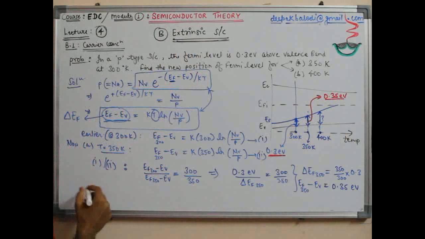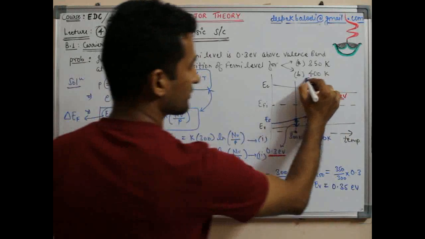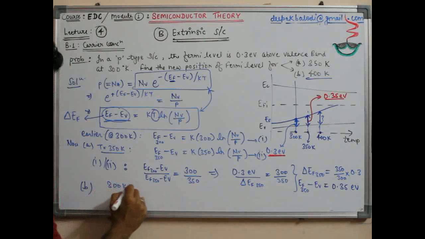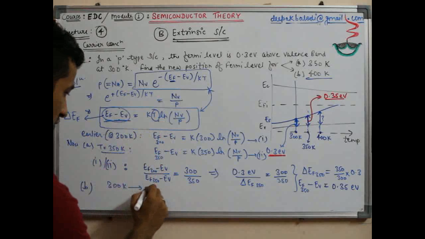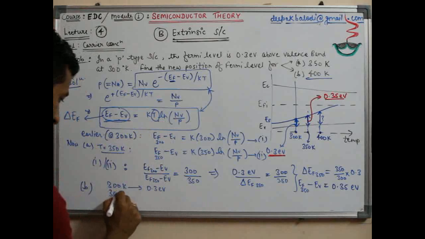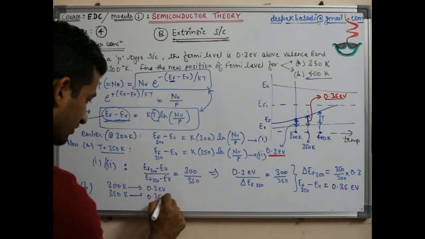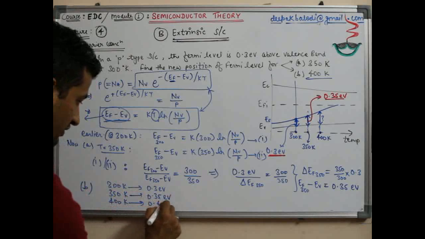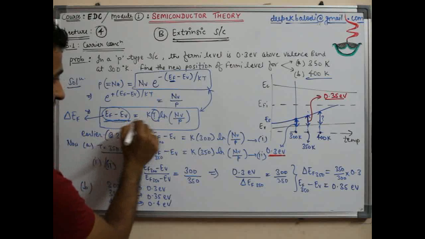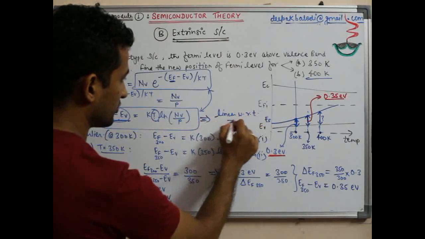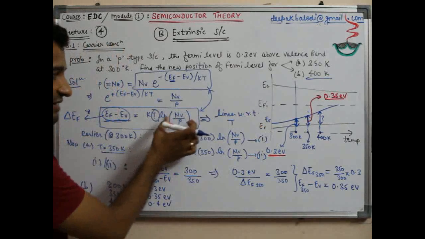Similarly, because it is a direct relation, in case B, for 400 Kelvin, let me linearize this. For 300 Kelvin it was 0.3 electron volts above EV. For 350 Kelvin it was 0.35 electron volts above EV. And for 400 Kelvin, similarly it will be 0.4 electron volts, because the equation is linear with respect to T. So this shift is linear with respect to T.